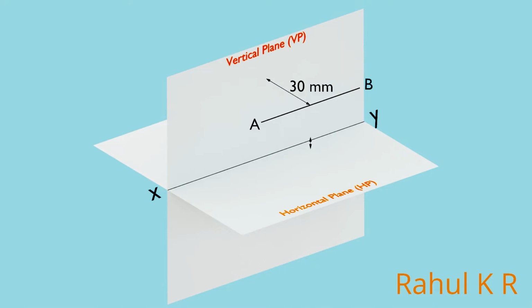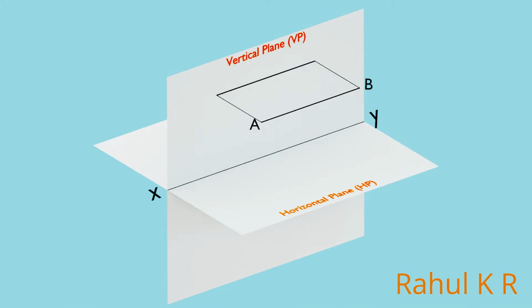Now let's imagine the line at the given distances. How do we know that the line is parallel to both the planes? If any 2 points in a line are at the same distance from VP, the line is parallel to VP. If any 2 points in a line are at the same distance from HP, the line is parallel to HP. Since the line is in front of VP and above HP, it is in the first quadrant.